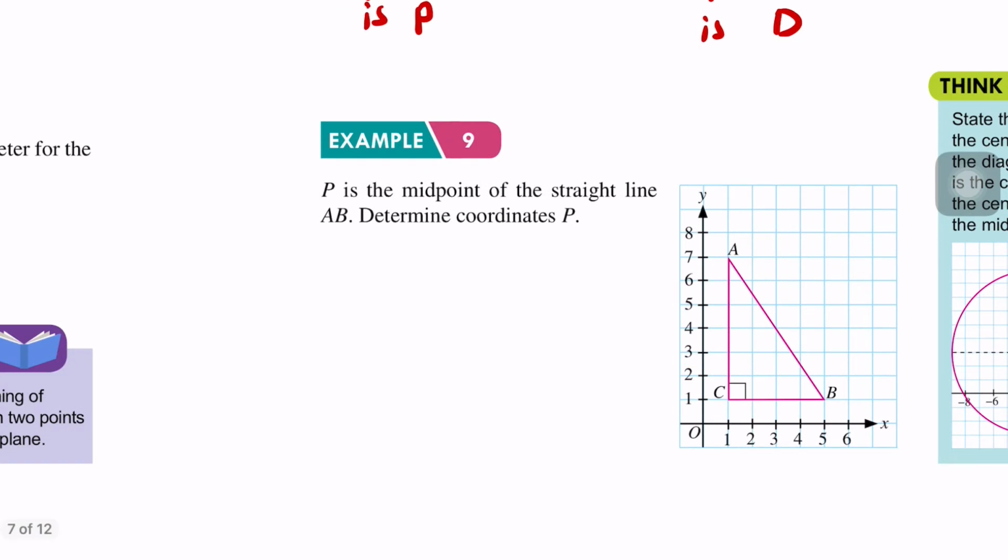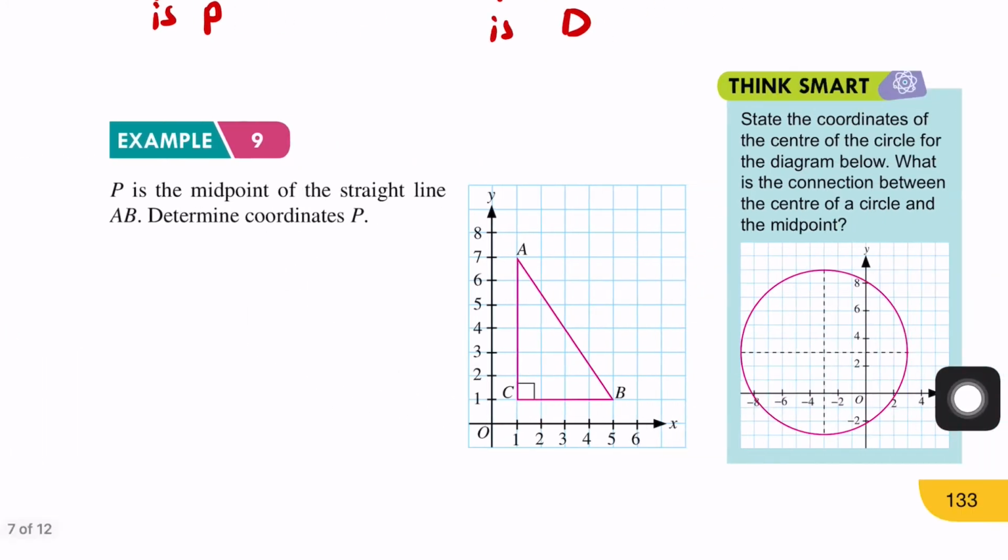Next, let's move to example 9. P is the midpoint of the straight line AB. Determine coordinates of P. Now macam mana kita nak buat this one without using formula? Nanti kita akan belajar guna formula. For this part, without using formula. Now macam mana kita nak buat?